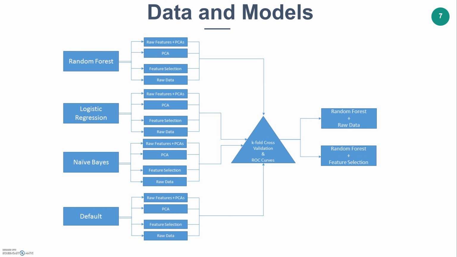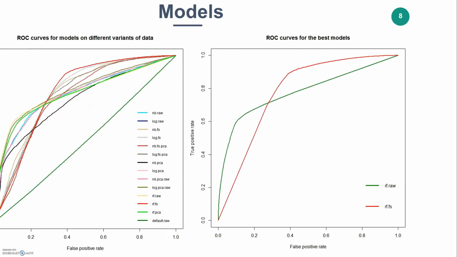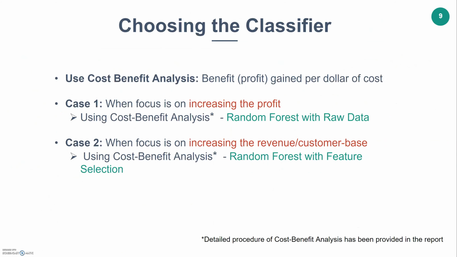After 5-fold cross-validation for each of them, we draw the ROC curves and found out that random forest is the best model with raw data and data after feature selection. The ROC curve on the left is just for your reference on how different models perform, and the graph on the right is the one that you can look at more clearly. In order to choose the best classifier, we conduct a cost-benefit analysis for you. You can choose the appropriate model based on your business strategies.